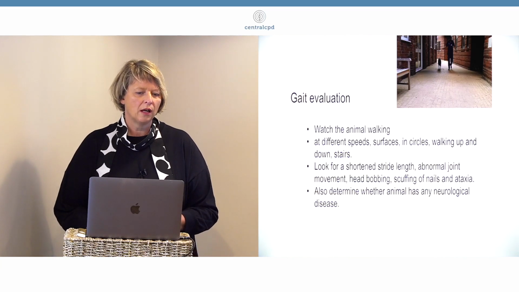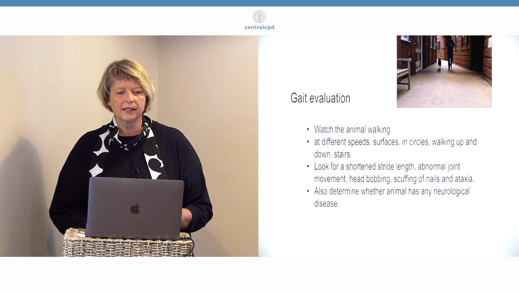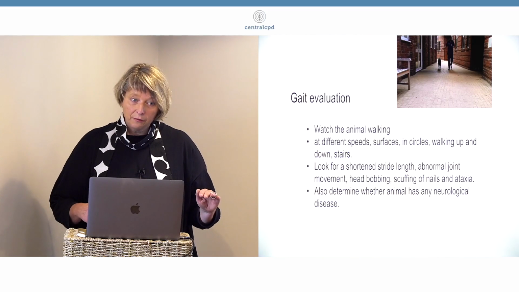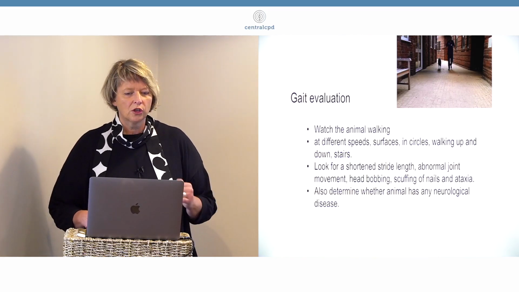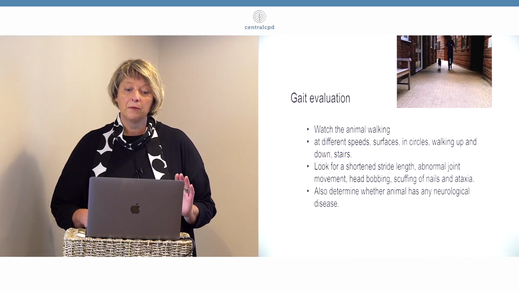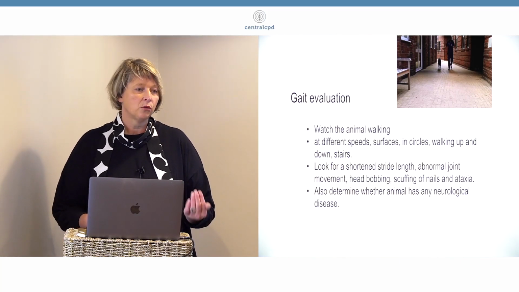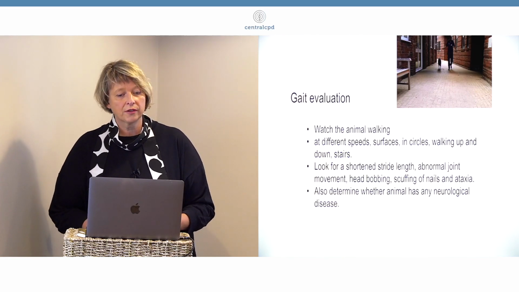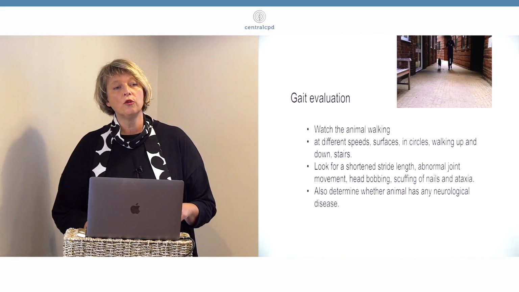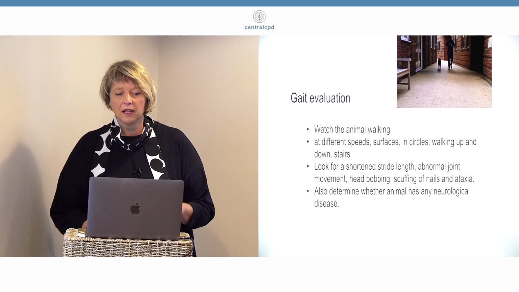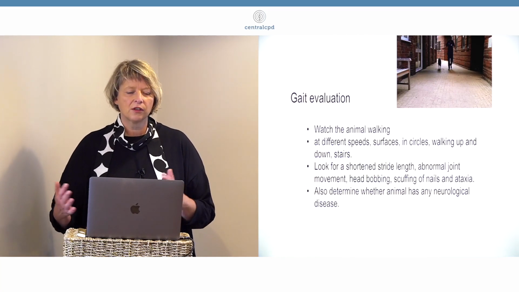We want to observe them at different speeds, surfaces if possible, also in circles. It can be helpful to see them walking up and down some stairs, and we look for signs such as shortened stride length, abnormal joint movement, is there head bobbing, scuffing of nails, any signs of ataxia.